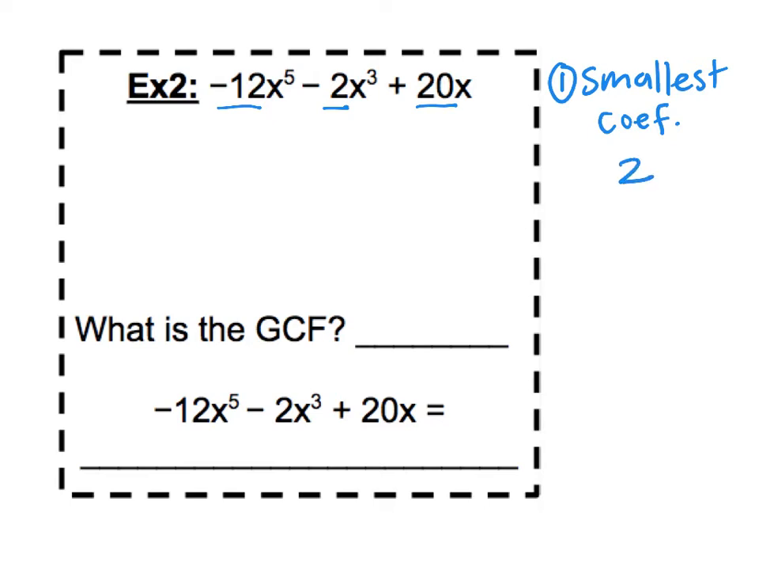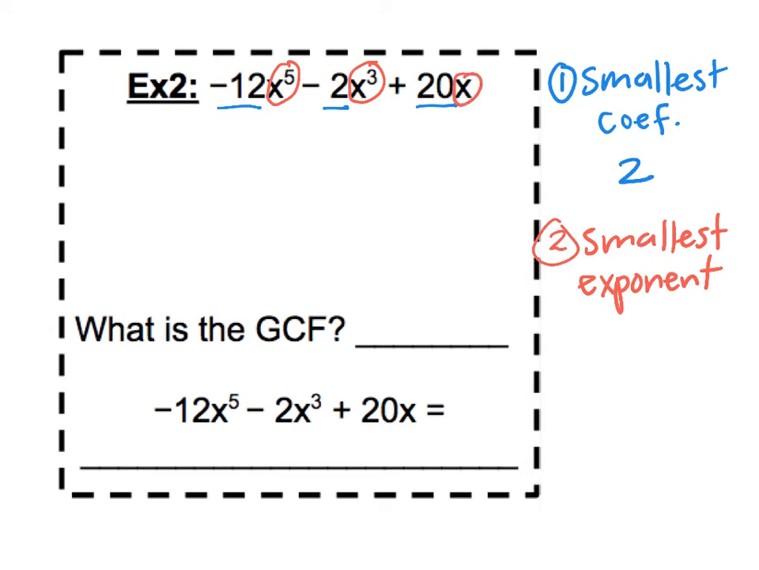And we want to look at number 2, our smallest exponent. Or really you're looking for the least number of x's. So I notice we have x to the power of 5, x to the power of 3, and then we just have x. So x to the first will be my smallest. That means that in theory, 2x to the first should be my GCF, but I still have to make sure that everything can be divided evenly by 2.